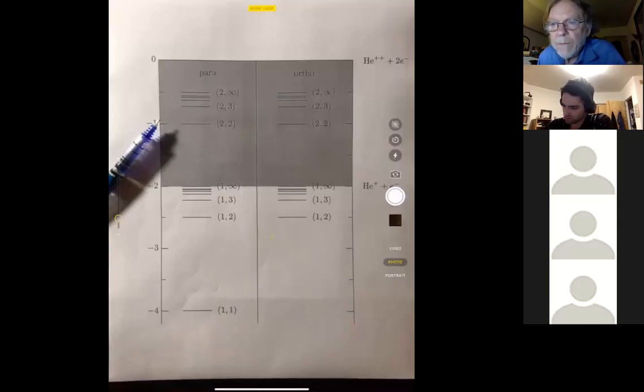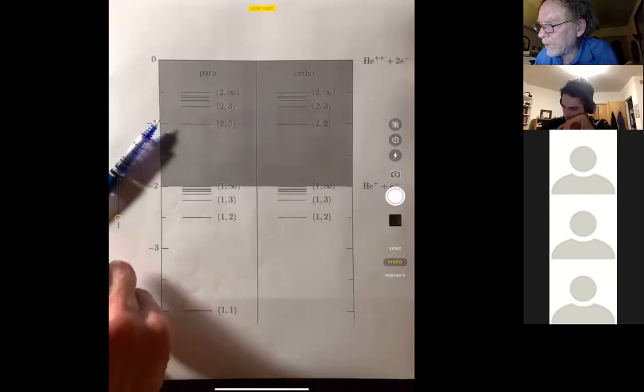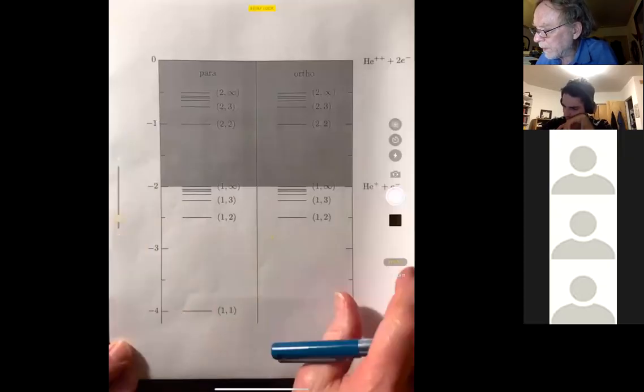However, that's not to say that the system, from a physical standpoint, doesn't somehow sort of remember that there are discrete states embedded in the continuum out there. And this shows up in a number of different ways. One of them has to do with photoabsorption cross-section. Let me say some things about that.